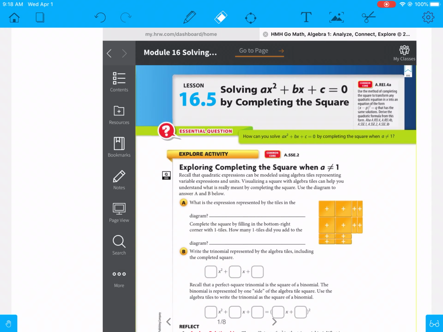Hello, so today we're going to be talking about completing the square. This is module 16.5, when you have an ax squared plus bx plus c equals 0. The only new thing is going to be a number in front of the x squared, which is an a, and that's going to change your whole formula.